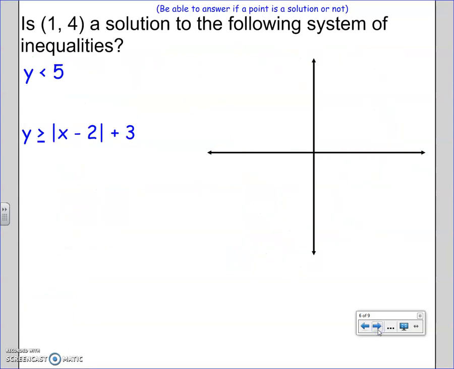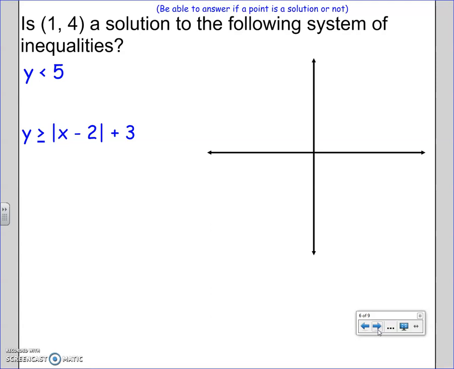Alright, be able to answer for points of solution or not. Is 1, 4 a solution to the following system of inequalities? You could graph the whole thing and see if the point is obviously inside the feasible region, but that takes too long, so we can do what we always do: plug it in, treat it like a test point. But instead of just one equation, you have to plug in all the equations. It has to make all the equations true. If it is, it's a solution. If it makes even one false, you stop and say, no, it's not.